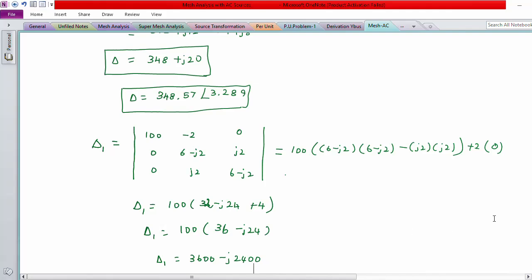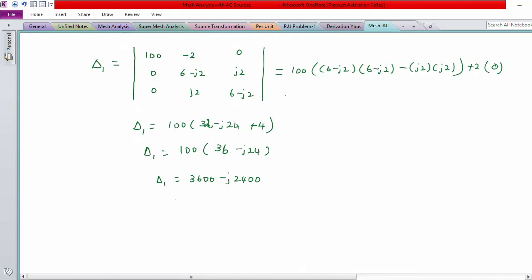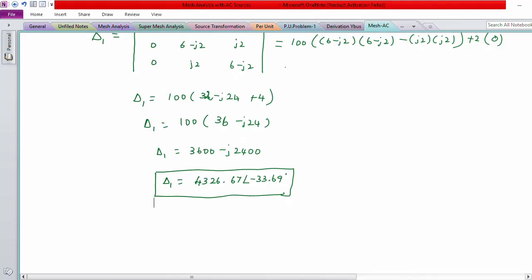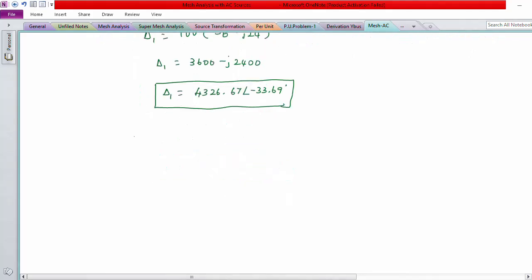Again we can convert this rectangular form of delta 1 value into polar form. So if you convert into polar form, we will get delta 1 is equal to 4326.67 at an angle minus 33.69. This is the polar form representation of delta 1. Similarly, we have to do the calculation for delta 2 and delta 3.